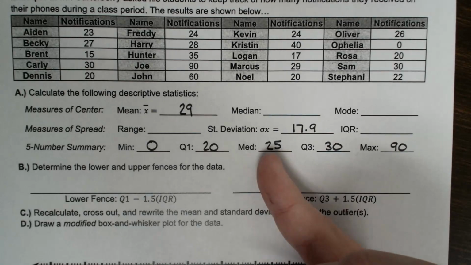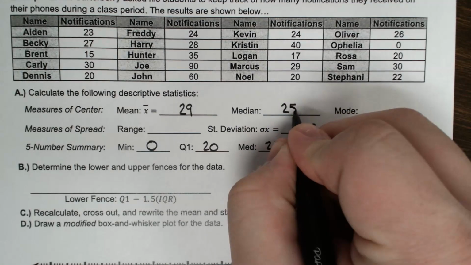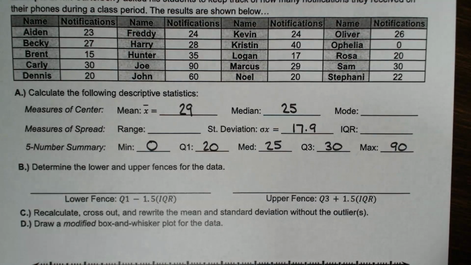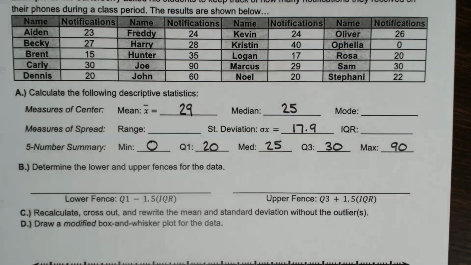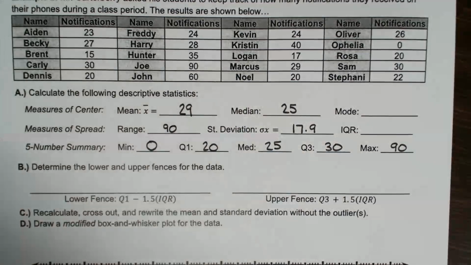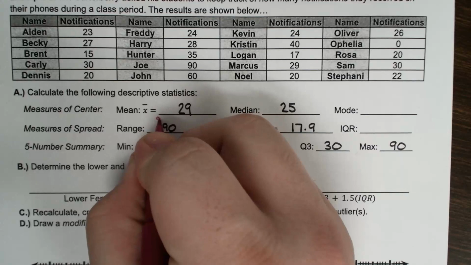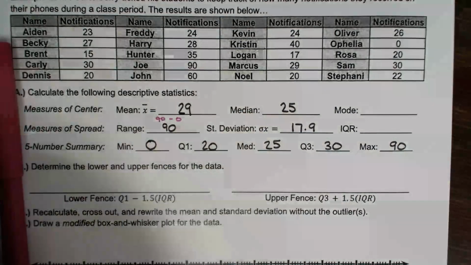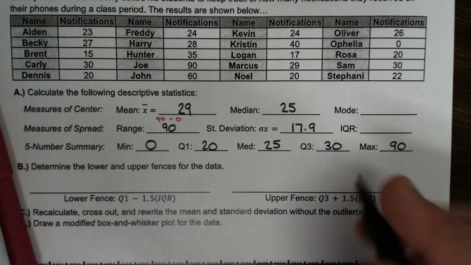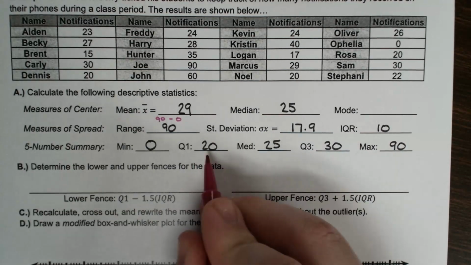Now, since I put that 25 as the MED, the median for the 5-number summary, that's the same thing up here. What is the range? 90. And you find that by just saying the max minus the min, 90 minus 0. What is the IQR? 10. You find that by saying Q3 minus Q1, 30 minus 20.